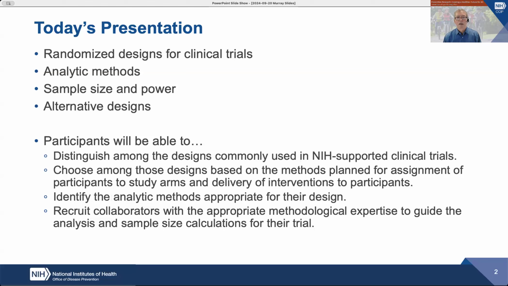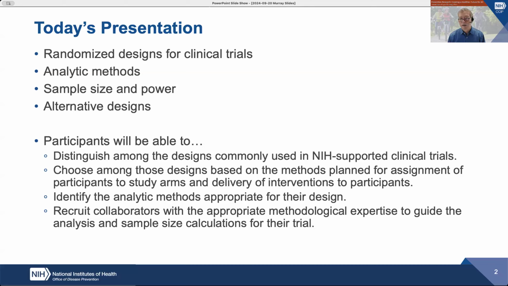We'll start by talking about randomized designs for clinical trials. There are 4 that we're going to cover, and then we'll turn to analytic methods. We'll talk about sample size and power, and we'll spend some time talking about alternative designs that are often considered in lieu of randomized designs.